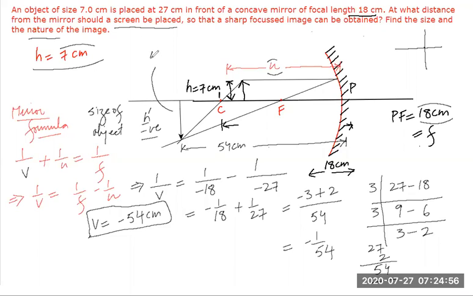Number one, it is inverted. And number two, whether it is real or virtual. Real. Why? Because the rays are actually hitting at a point, let's say this point is.